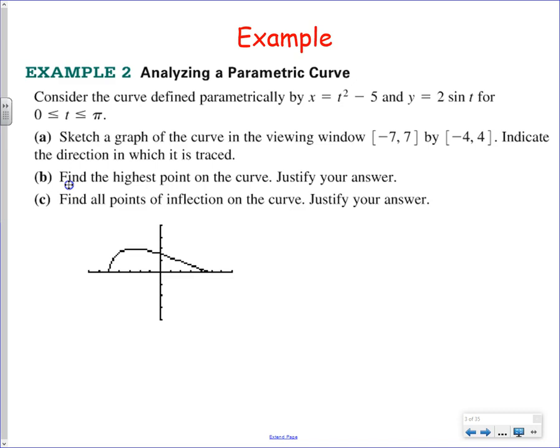Okay, I sketched the graph, but it's been a while since we used our calculator to sketch a graph parametrically, right? So, once you have it, sketch the graph. I did not answer letter A entirely. Exactly. How are you going to indicate which direction it's traced? You got to watch it and see where it goes. Does it go from the right to the left or from the left to the right?